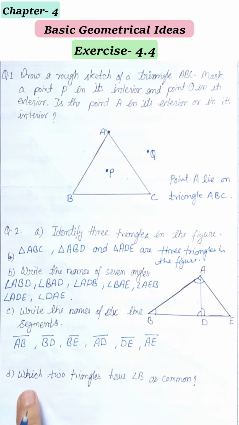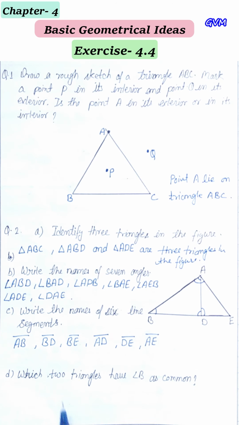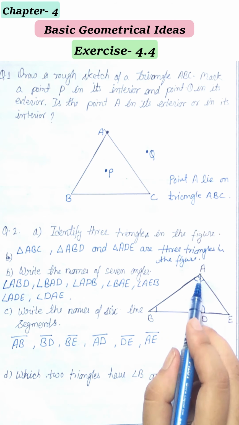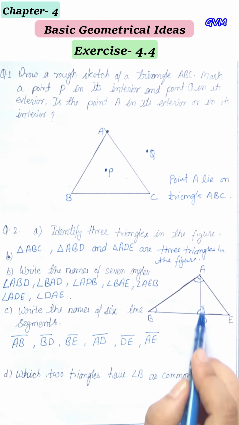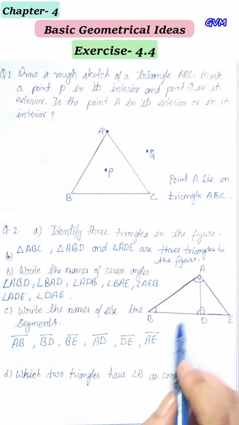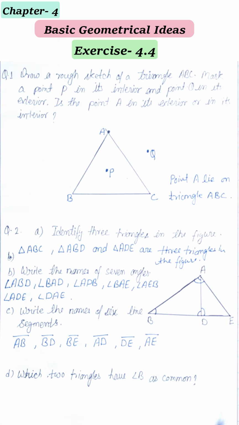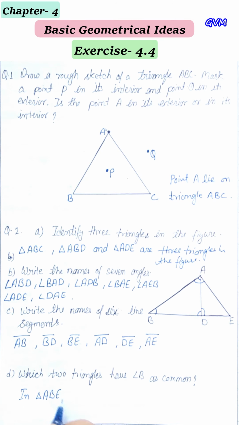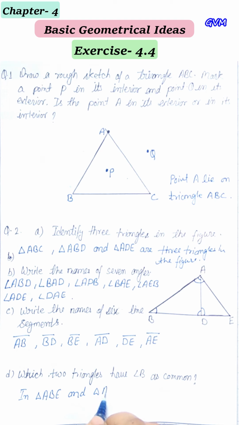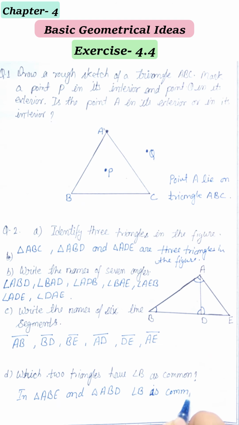Now let's come to the D part. Which two triangles have angle B as common? Now we need to see which two triangles have angle B in common. So the triangles we have are ABE, this bigger triangle, and triangle ABD, this triangle on the left side. So in both these triangles we have B as a common angle. So in triangle ABE and triangle ABD, angle B is the common angle.